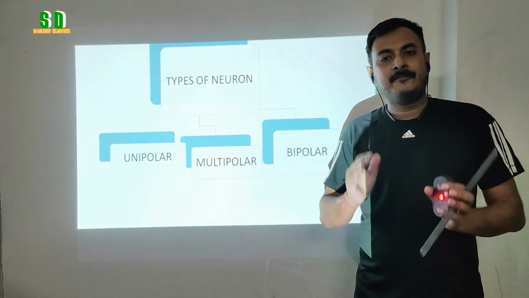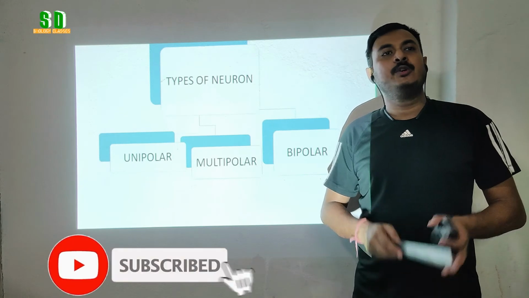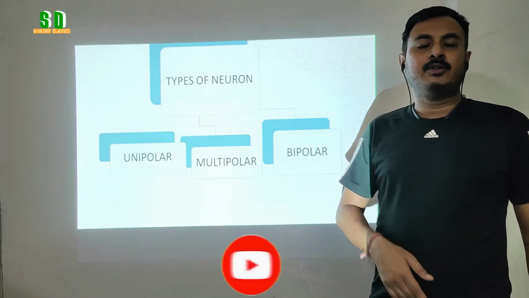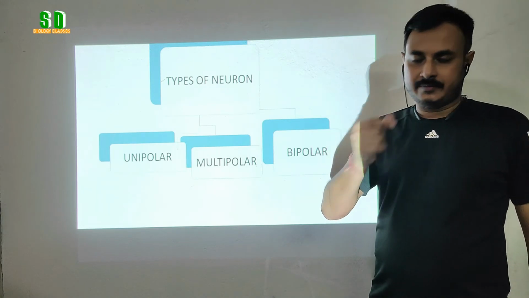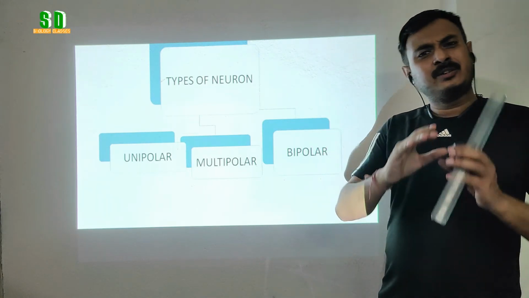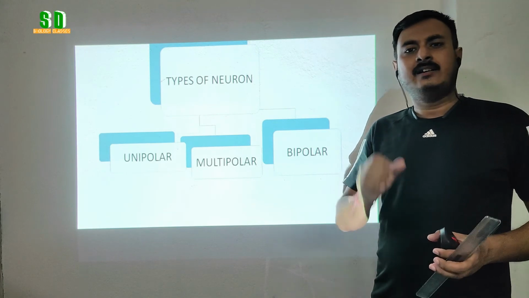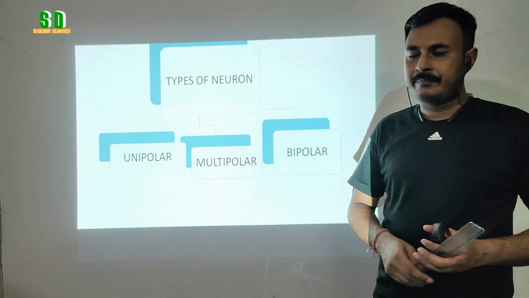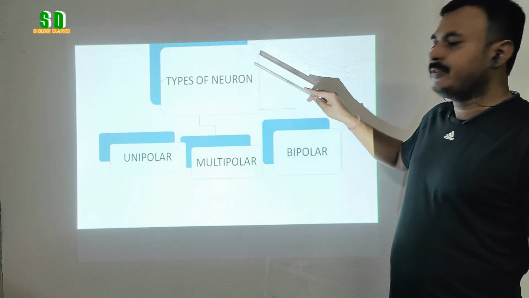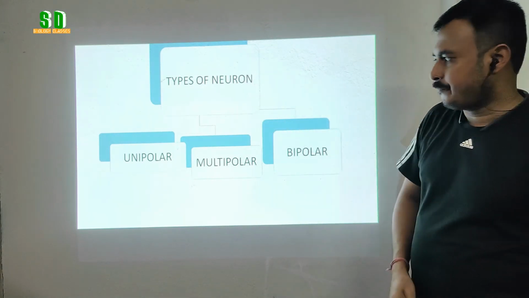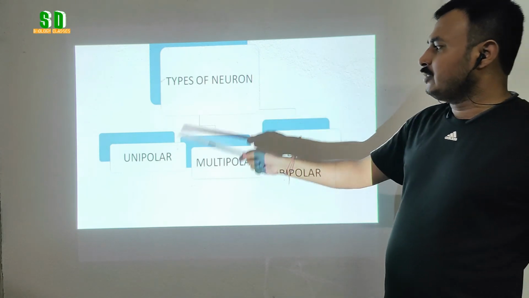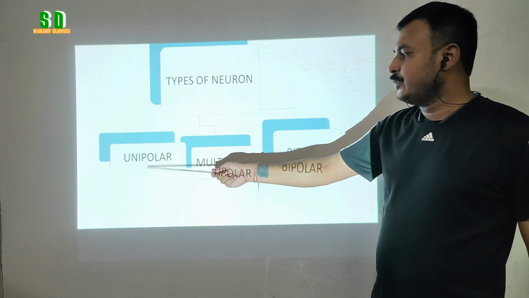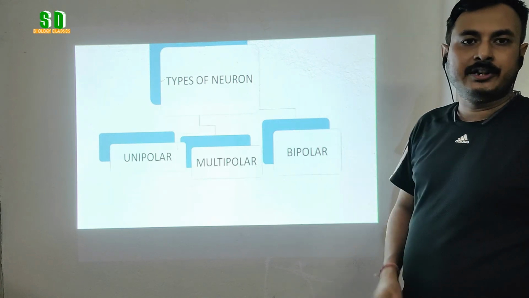Students, after learning the structure of neuron, we will try to classify the neuron. The neuron can be classified on the basis of two basic categories. First of all, on the basis of the structure, and on the basis of the presence or absence of myelin. Here we are going to classify the neuron on the basis of their structure. See, the neuron can be classified into three basic categories, that is unipolar, multipolar and bipolar neuron.